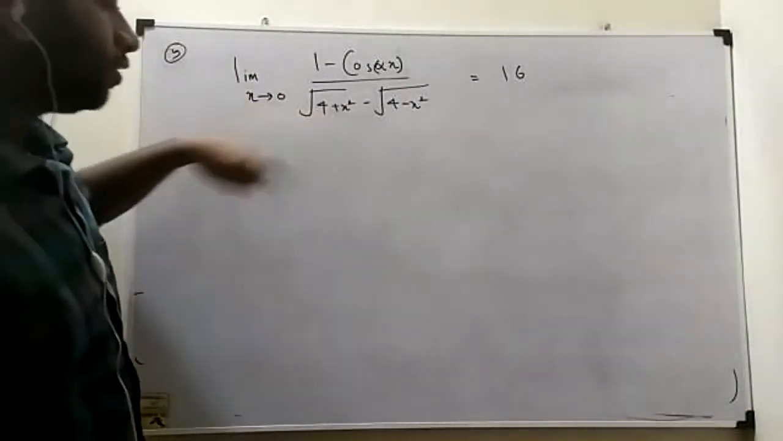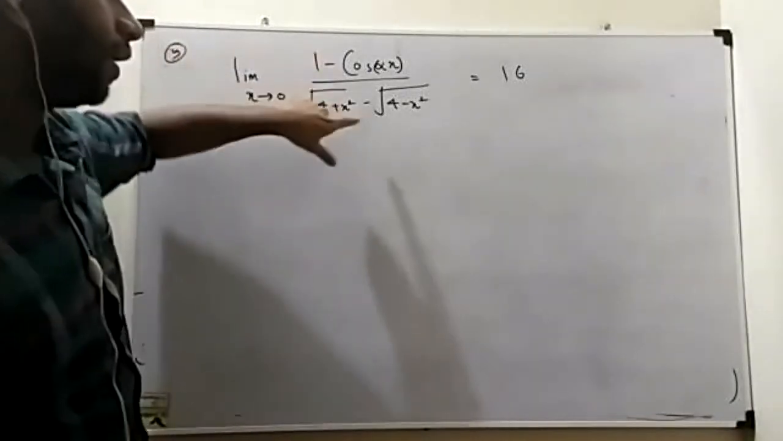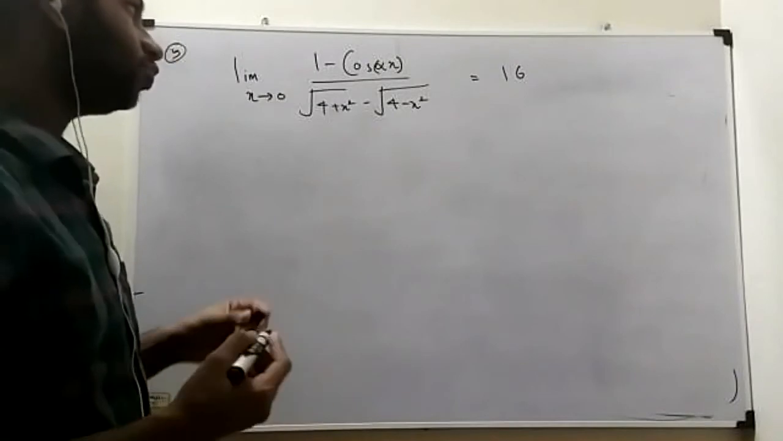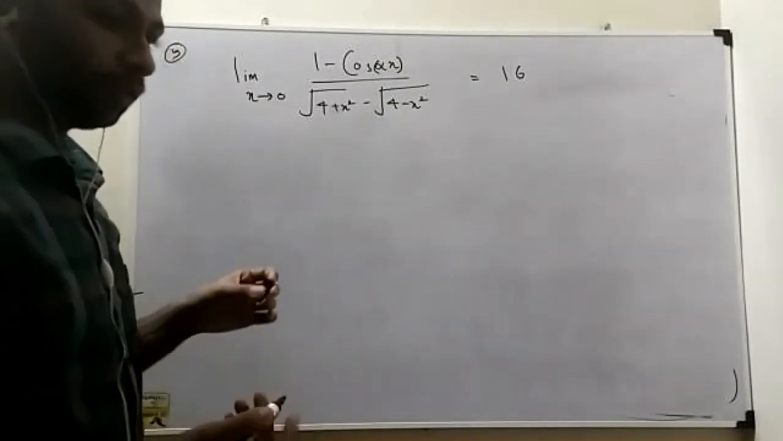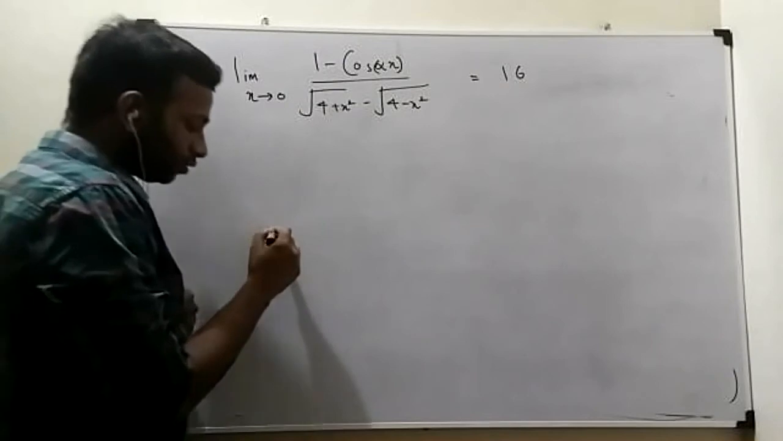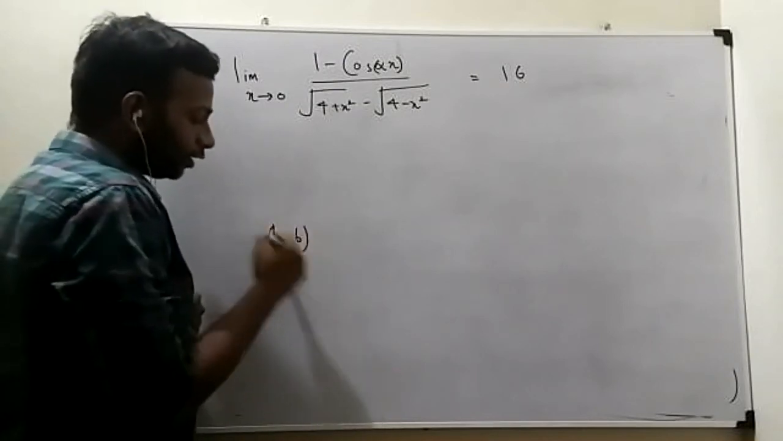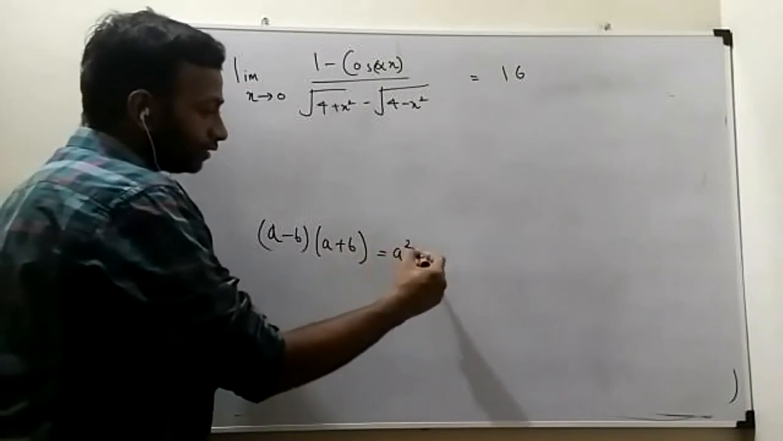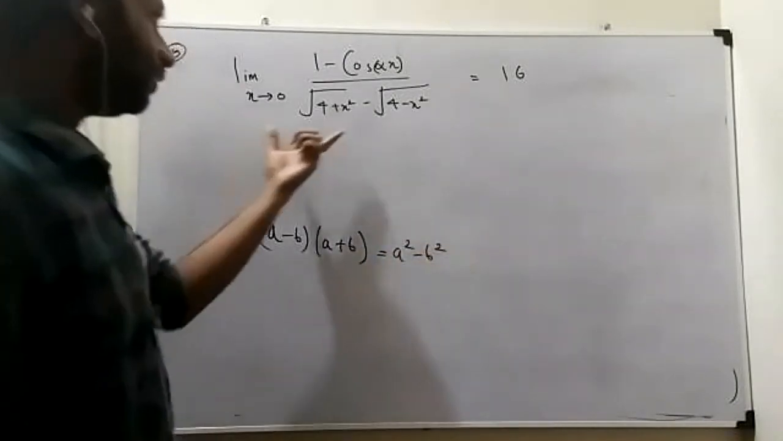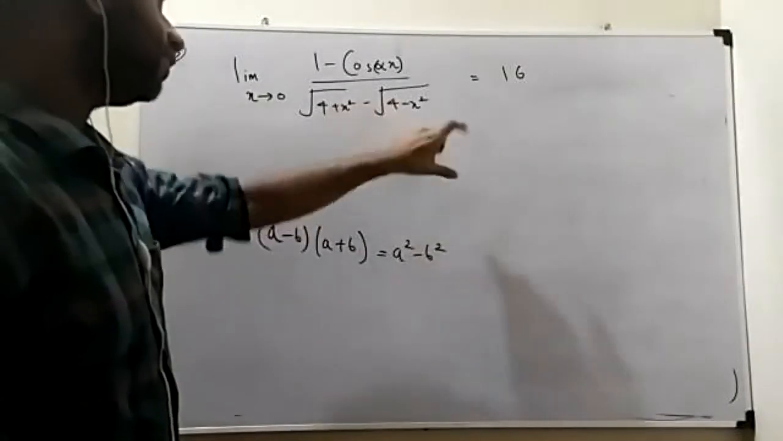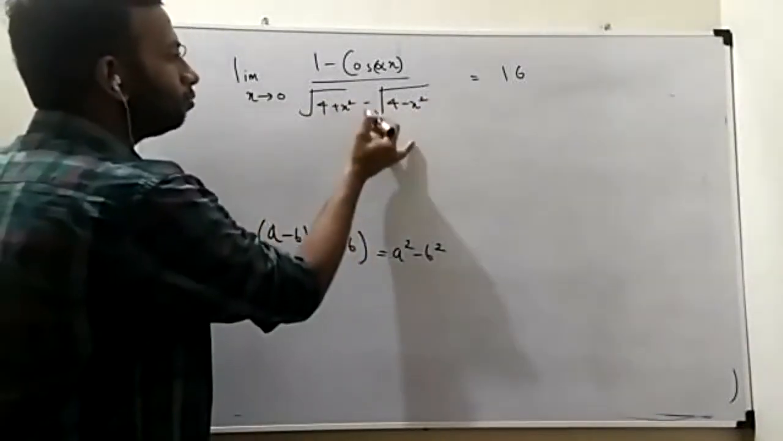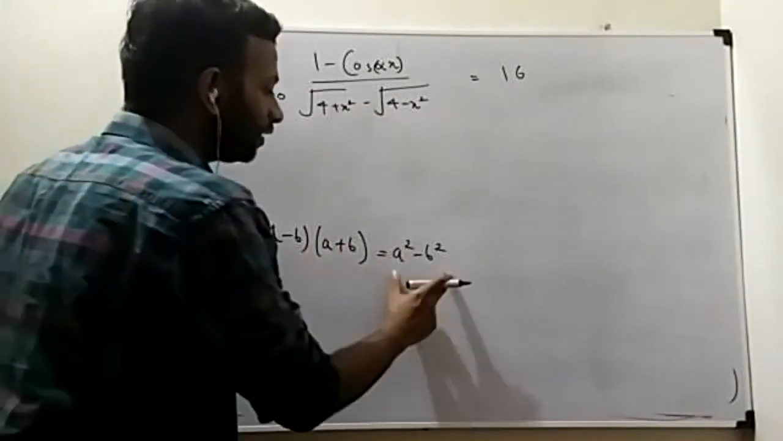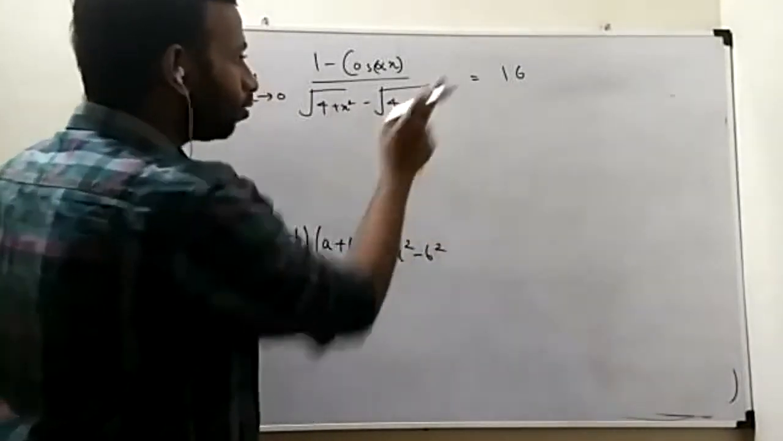Whenever you see root something minus root something, the easiest way to get rid of the root is to multiply by its conjugate. If you have a minus b into a plus b, that is equal to a squared minus b squared. So we multiply by the conjugate, where instead of minus you put plus. You do this, and you can square it and the square root cancels.